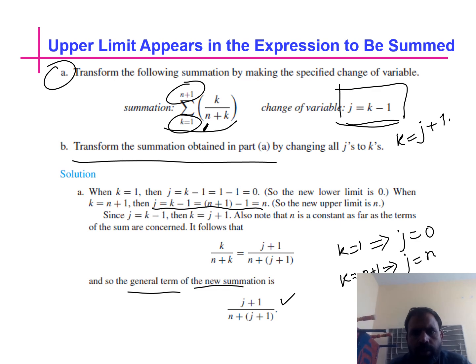Here is the example. Change of the variable as k over n plus k, where the change of variable j is equal to k minus 1 is the same. And here is the new part, second part. We transform the summation obtained in part A by changing all j's to k's. So we put k is equal to 1 and we find the values of j's. So the new limit is j is equal to 0 and j is equal to n. Now we replace this k over n plus k. It's equal to j plus 1 over n plus j plus 1. And so the general term of the new summation is j plus 1 over n plus j plus 1.